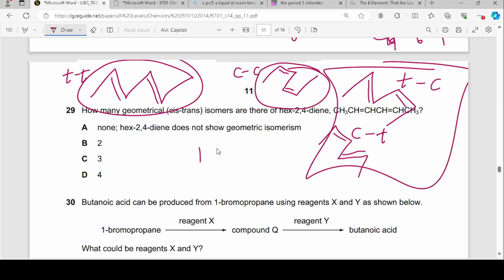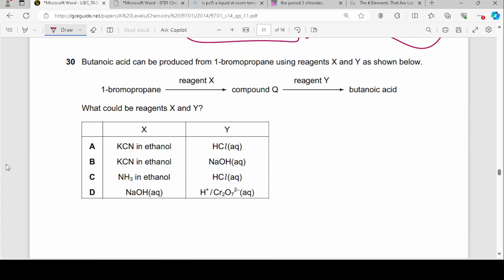So I have in total 1, 2, 3 isomers by tallying. So my answer is going to be C then. Okay. Next question.